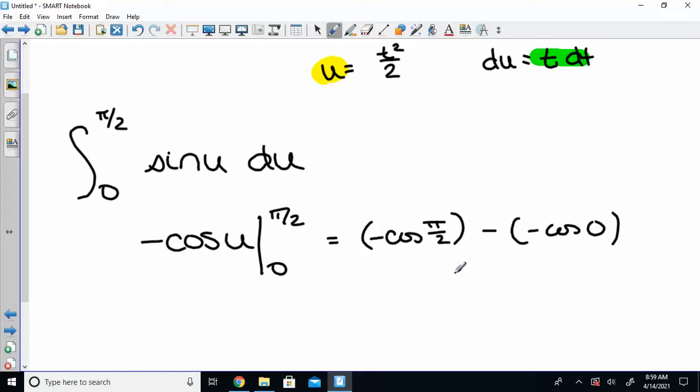So cosine of pi over 2, it's like cosine of 90 degrees. Think about your unit circle. Cosine is the x, so that would be a 0. Minus a negative, so plus cosine of 0 is 1. So we get 1 for our answer. What else?